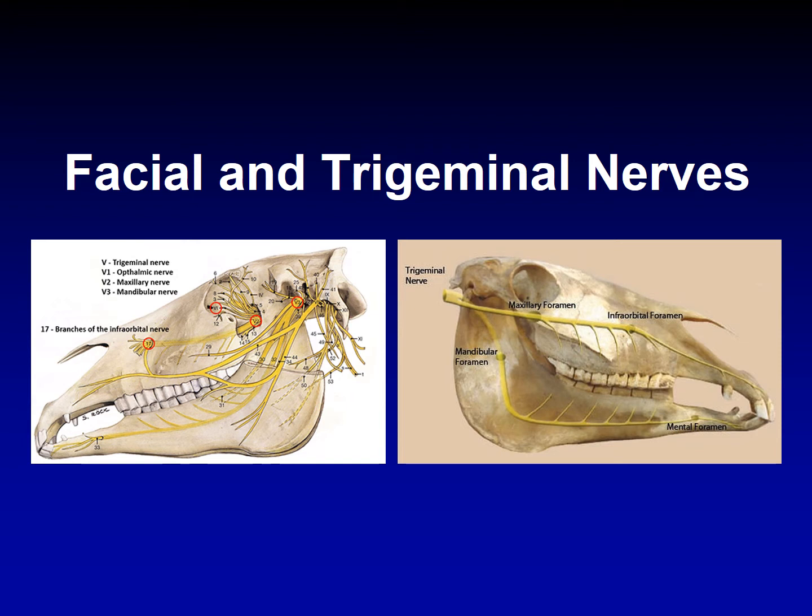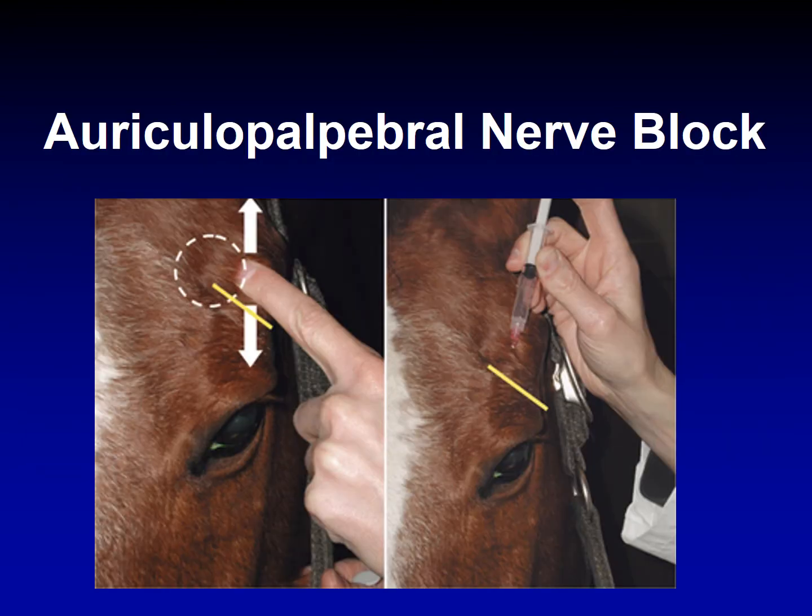If we look at the live horse, this is a live horse where we can see and feel the zygomatic arch before we give the injection for the auriculopalpebral nerve block. Again, this nerve block is extremely important to prevent blinking. We call that blepharospasm. And we use that in all eye examination cases. Horses are pretty peculiar about touching their eyes. When they close it, no one can open it.